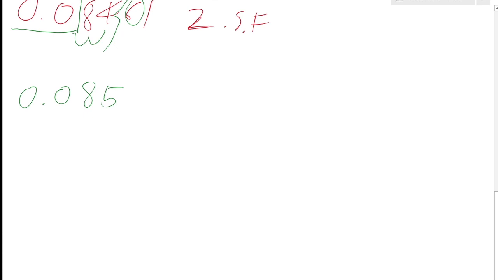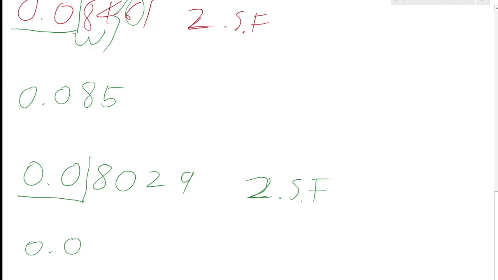However, if we had a decimal such as 0.08029 to 2 sig figs, again, we start by taking out those zeros. We know we're going to need them at the end, so we'll put them there. Then we go 1, 2.